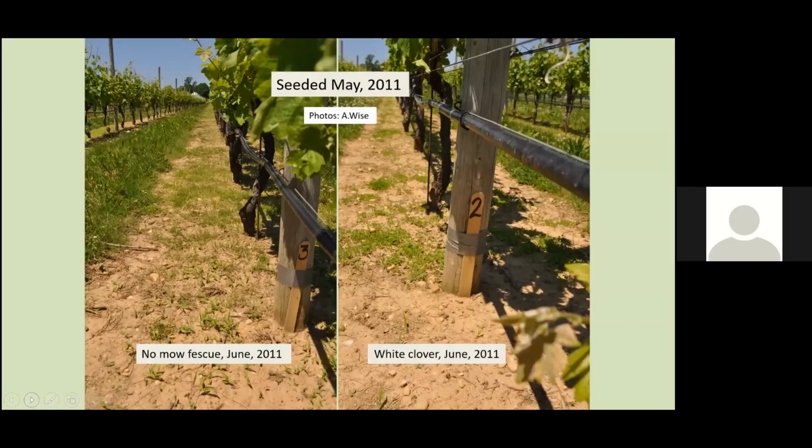So here's our trial. On the left is the fescue, and on the right is the clover. We seeded in May, and this was what it looked like in June, so we were pretty happy. You can, at least in our area, seed these in the fall as well.